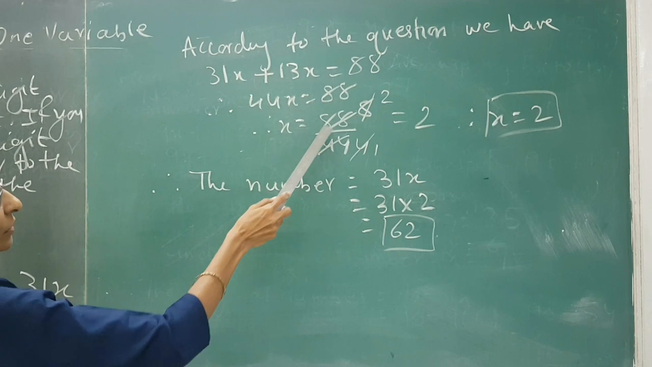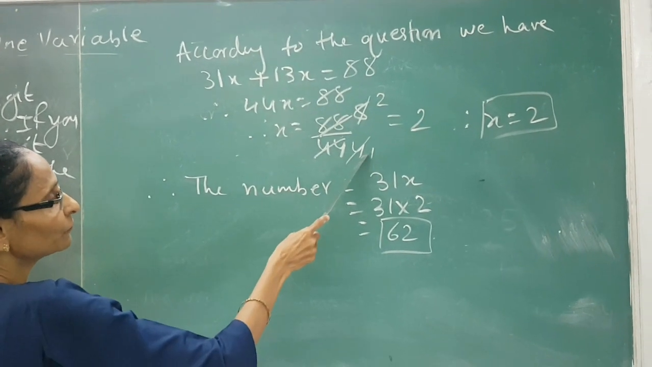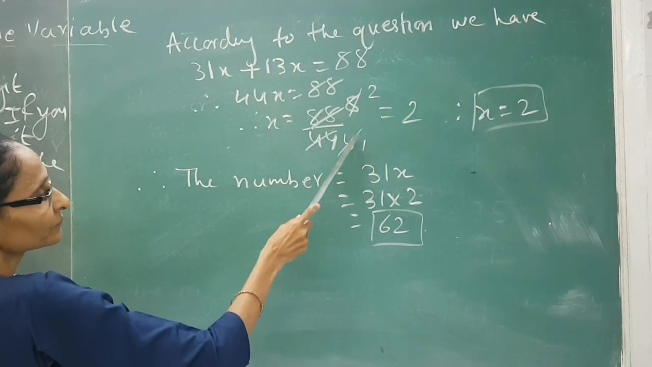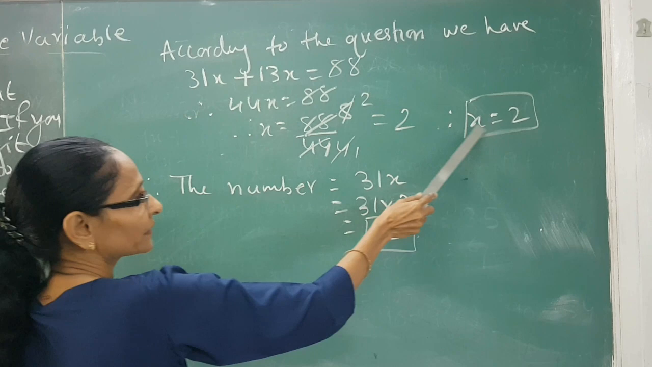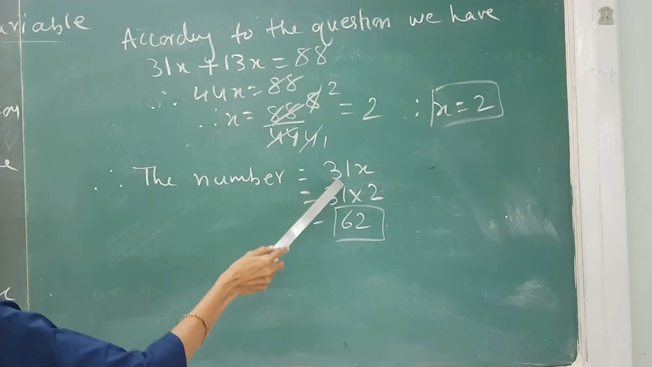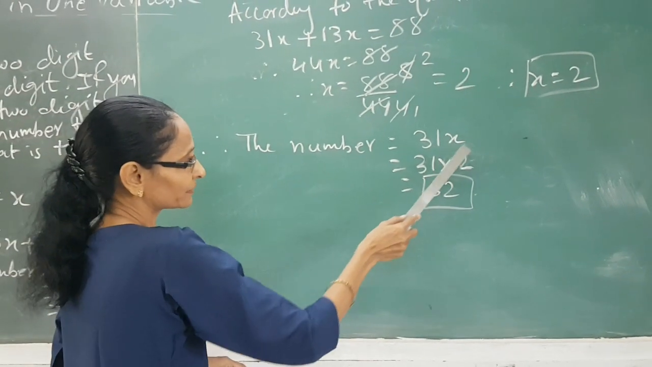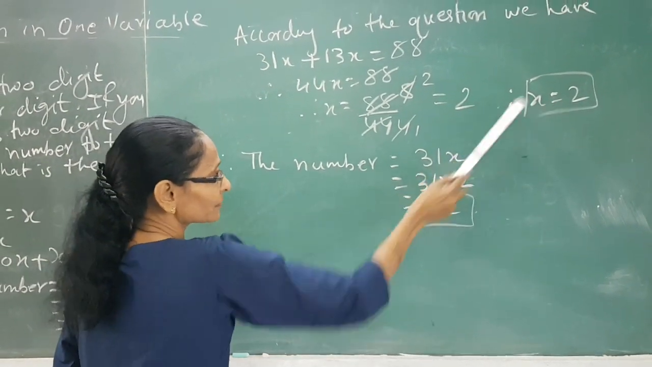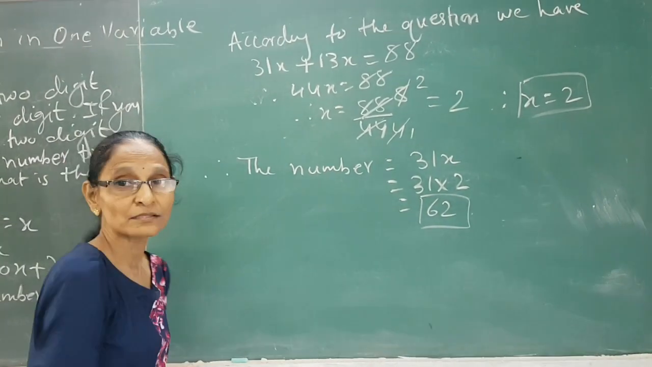Therefore, x is equal to 88 upon 44. Therefore, 11 4s are 44, 11 8s are 88. Then 4 1s are 4, 4 2s are 8, so it is equal to 2. Therefore, x is equal to 2. The number is equal to, what is the original number? 31x. 31 into x. So what is the value of x now? 2. So 31 into 2 is 62. So the answer is 62.